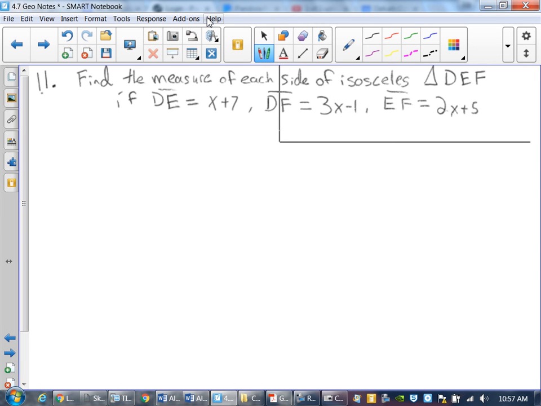So we have an isosceles triangle, DEF. Does it tell you specifically where the vertex angle is? No. So which means we have to make it at where? Middle letter.